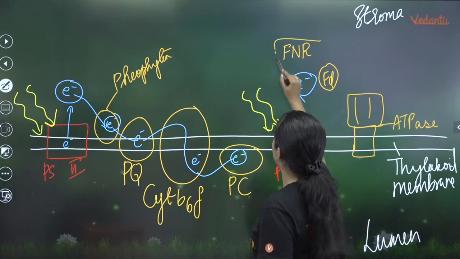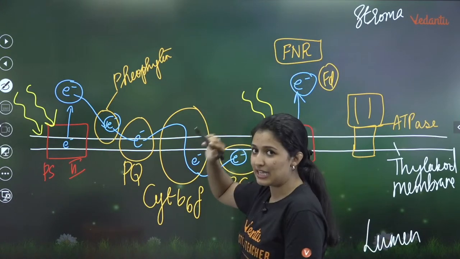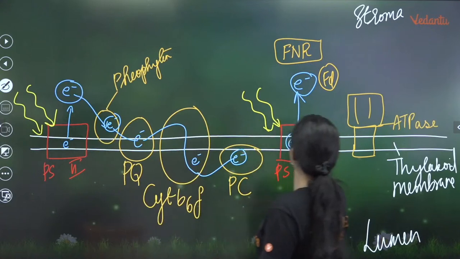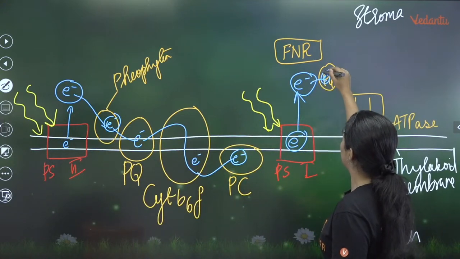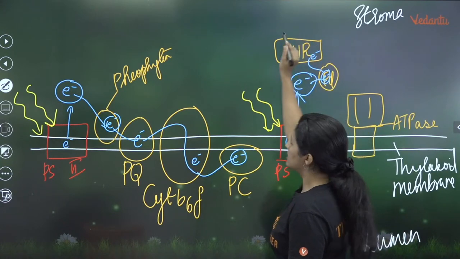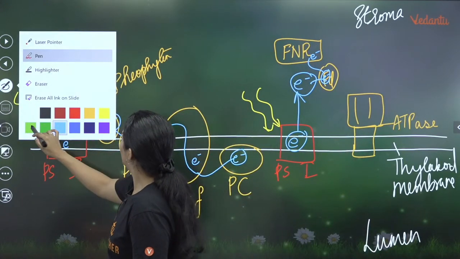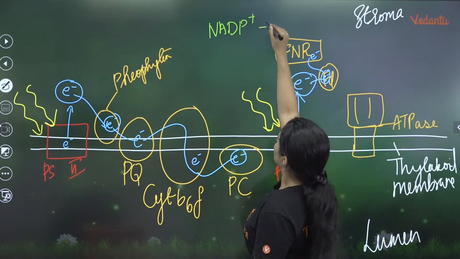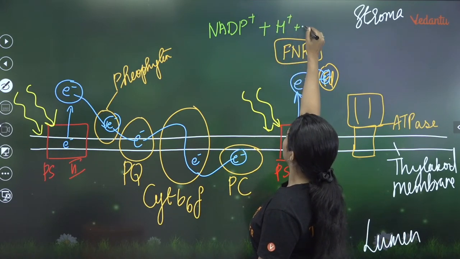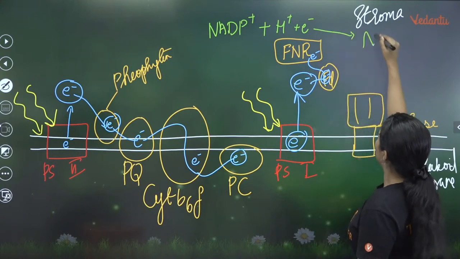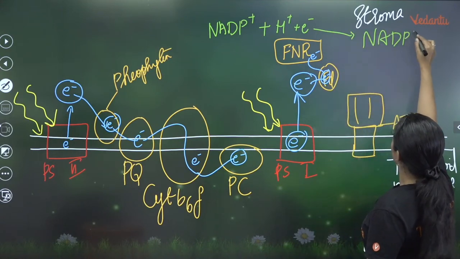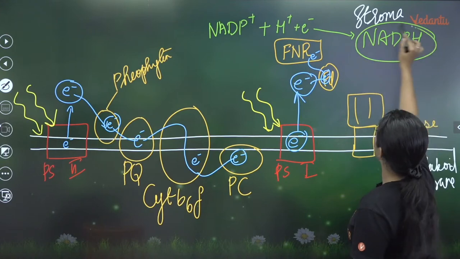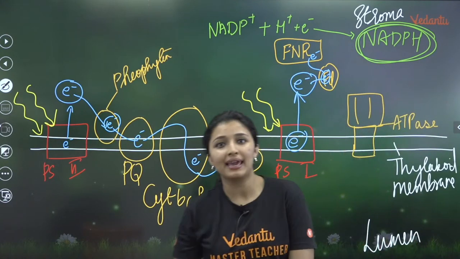This FNR enzyme is going to convert the NADP into NADPH, and for that, the electron is utilized. So we have the electron taken up by FD, it goes into FNR, and this is going to get our NADP converted into NADPH molecule. This is our first product. Yes, NADPH is our first product.